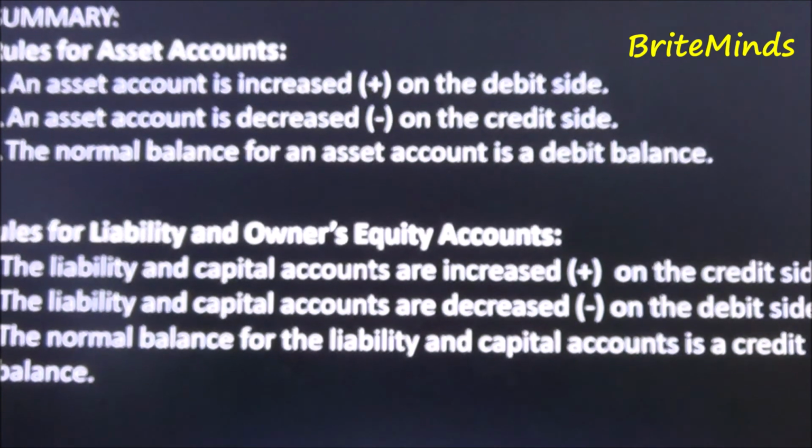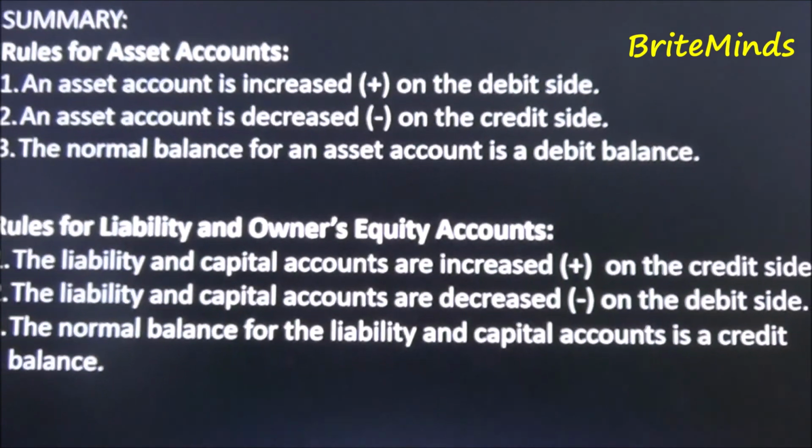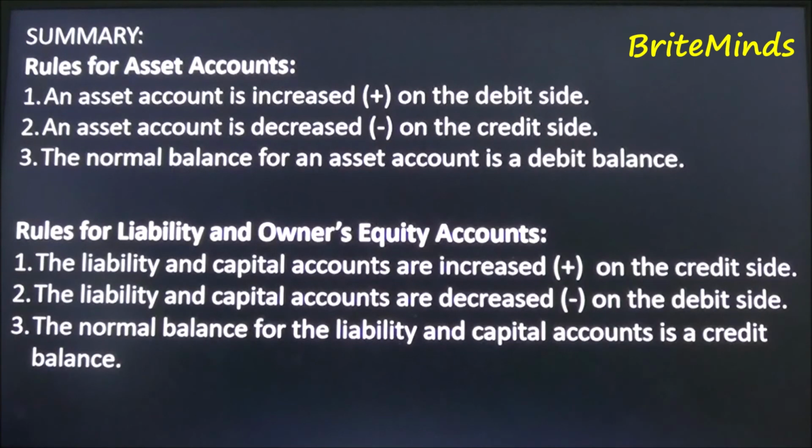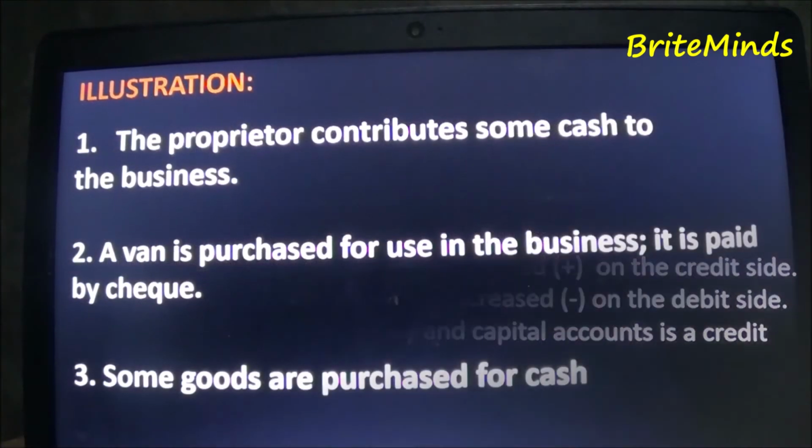Rules for liabilities and owner accounts. The liability and capital accounts are increased on the credit side. The liability and capital accounts are decreased on the debit side. The normal balance for the liability and capital accounts is a credit balance.